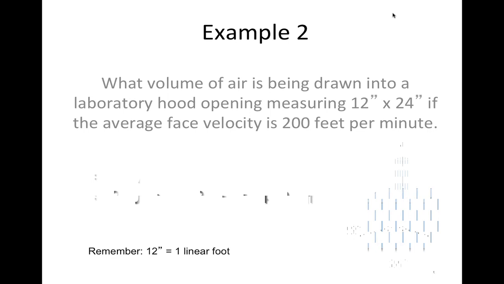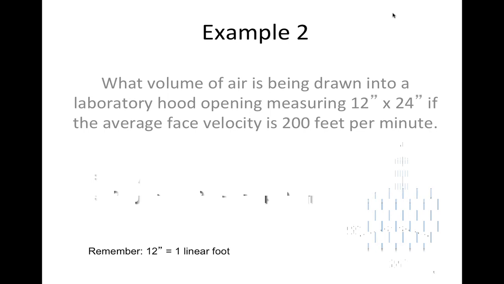What volume of air is being drawn into a laboratory hood opening measuring 12 inches by 24 inches if the average face velocity is 200 feet per minute? Hazard a guess. What's the area, the cross-sectional area? 12 by 24, first we'll convert it to feet: 1 foot by 2 feet. 2 square feet, right?